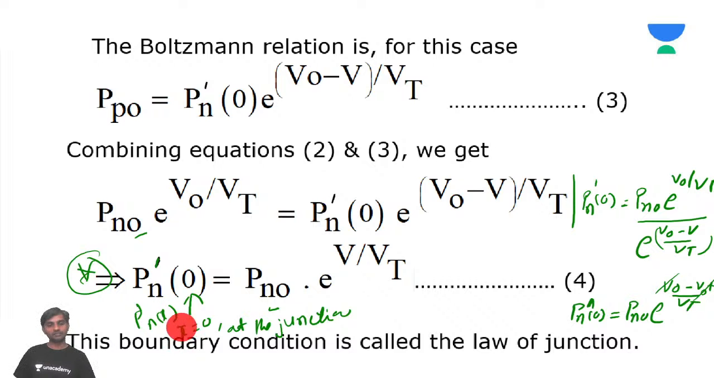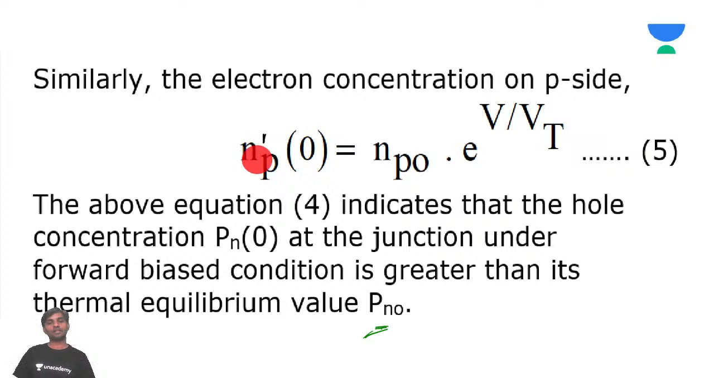The distance is measured as x. x is a variable, so x equal to 0 means at the junction. So at the junction, the holes in the n region are going to be Pn naught into e power V by VT, where Pn naught is the concentration of holes in the n region at equilibrium. Similarly, electrons in the p region at the junction are np naught into e power V by VT.